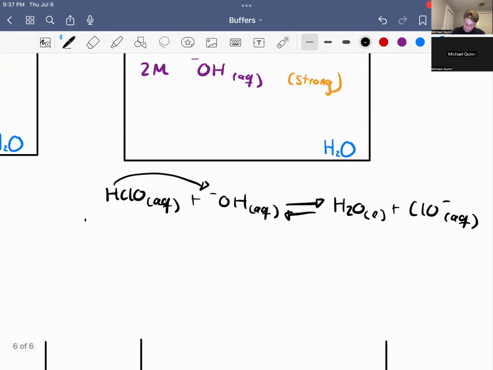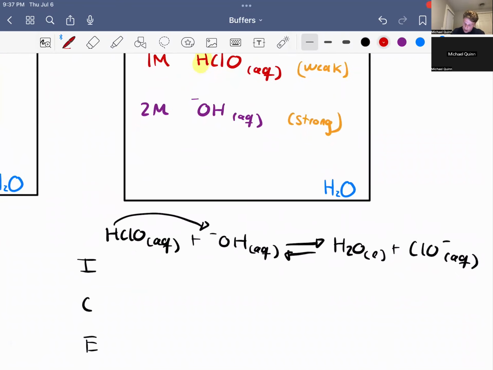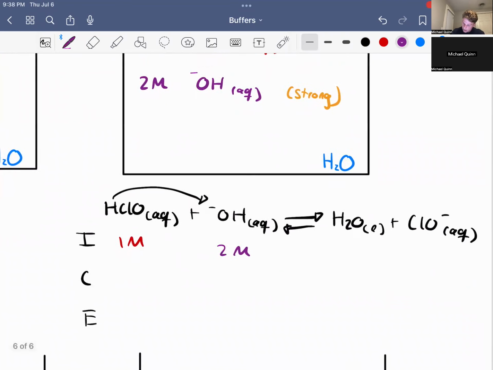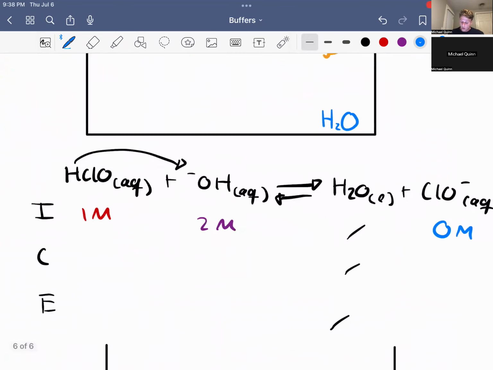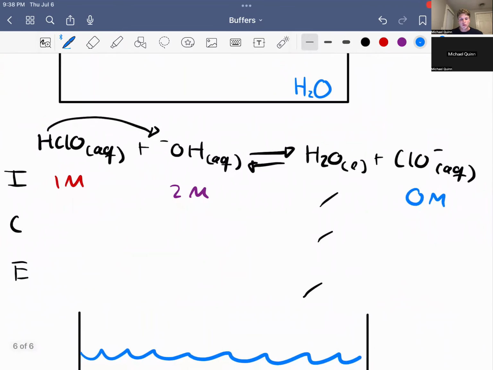Originally you have 1 molar, 2 molar, and you have nothing of your ClO minus. So remember, when we are dealing with a titration with a strong base, we can treat this like a limiting reagent type problem where it is going to proceed 100% yield. All of the base we have will react.